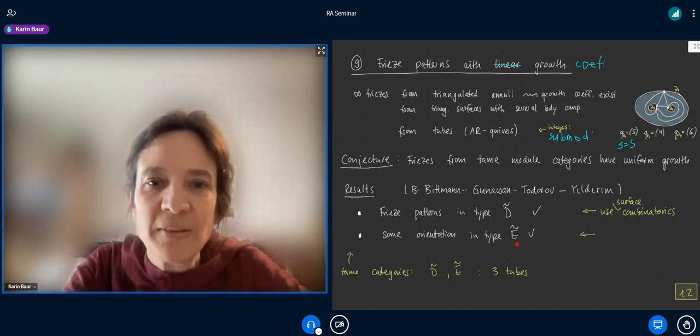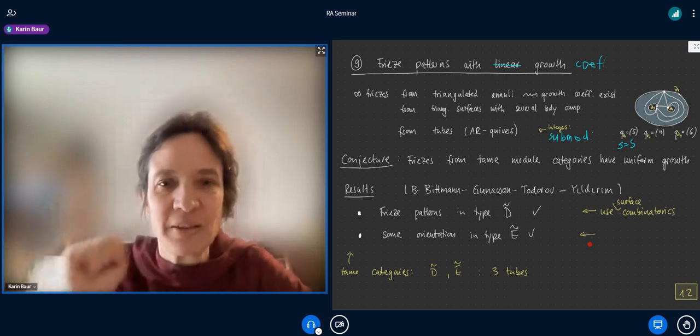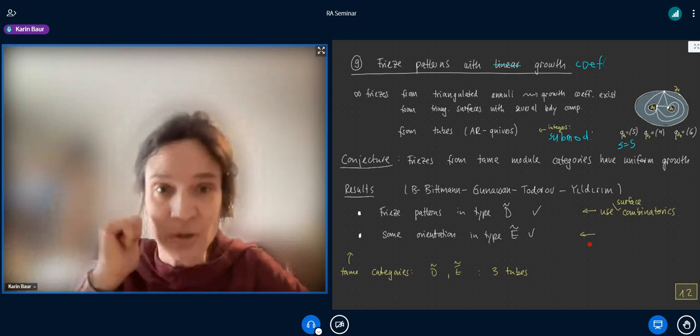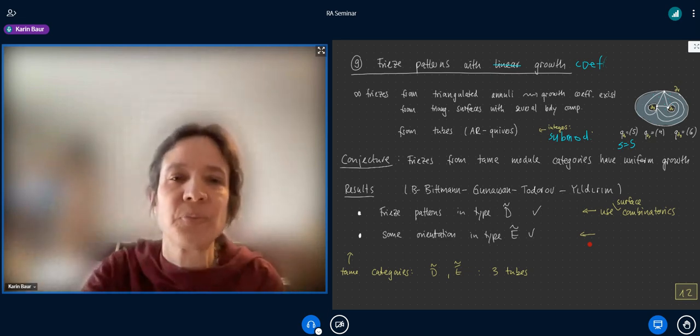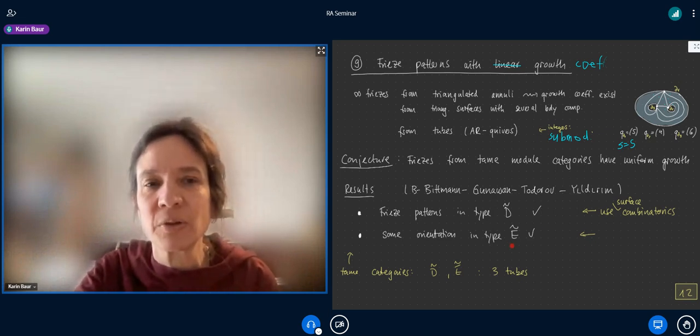We have some examples in type E tilde, especially E6 tilde, where we computed the growth coefficients of the 3 tubes. So here again, we have 3 tubes, and we found that works.